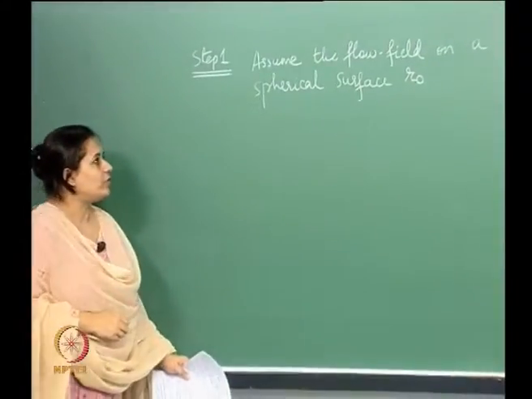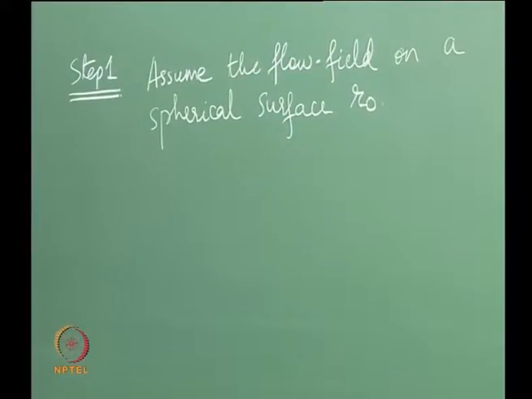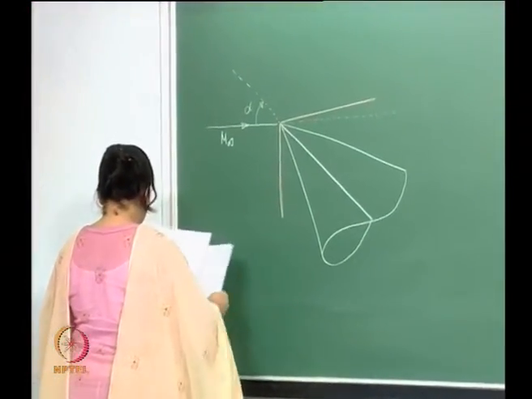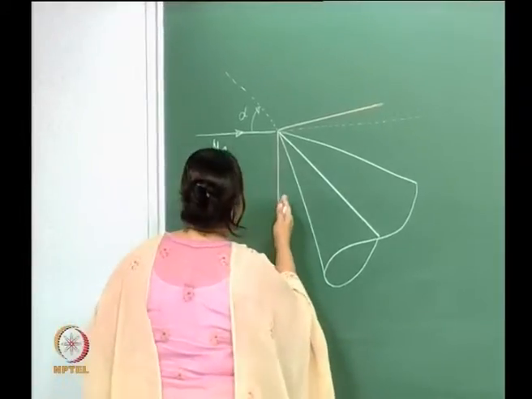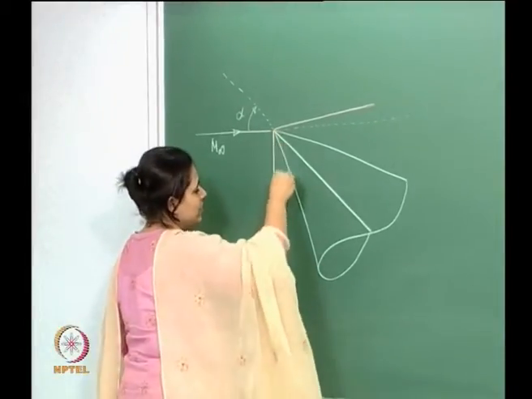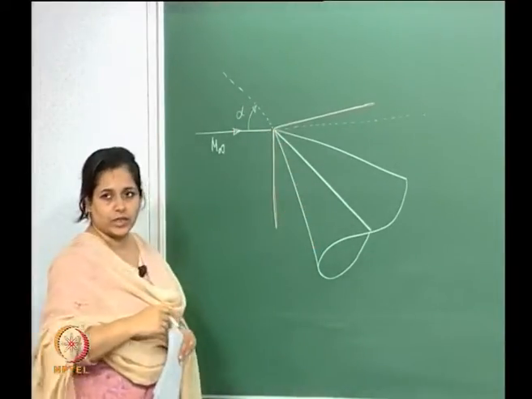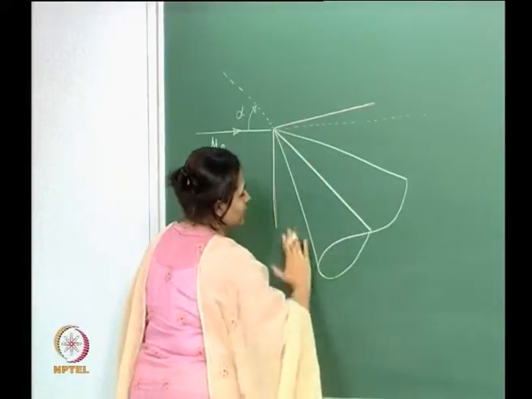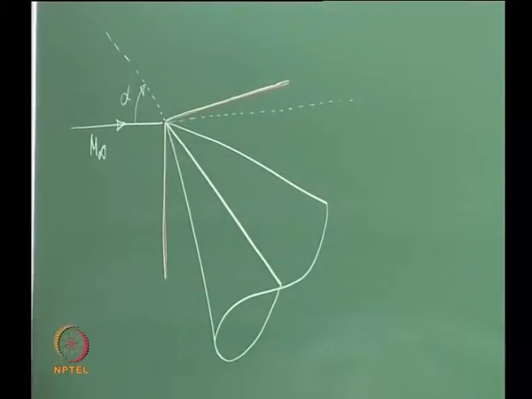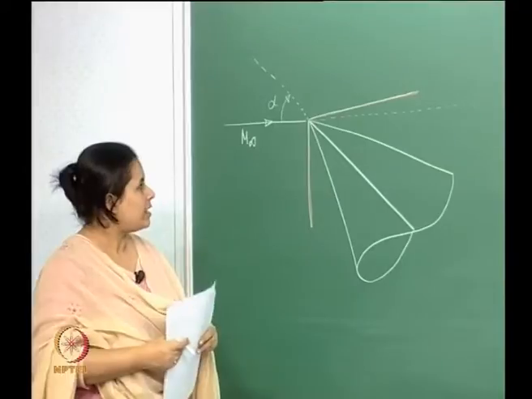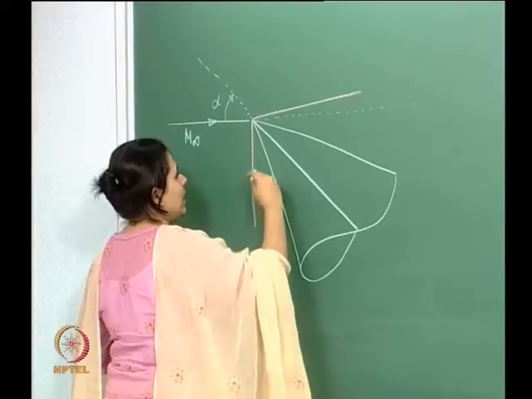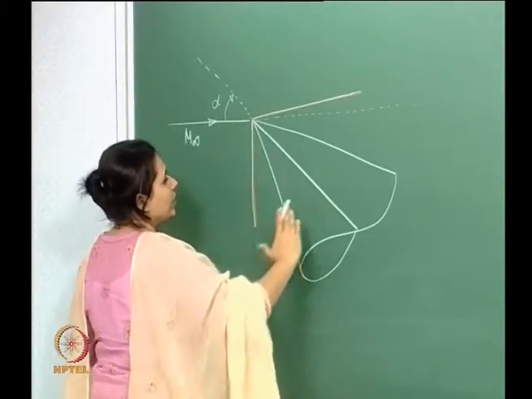So the first step is to assume the flow field on a spherical surface R naught. What does that mean? Let's come back here. This is the vertex of this whole thing. We have various radii extending from that vertex. Some of the radii form the surface of the cone, the other radii form the surface of the shock structure. Let us consider a surface which is between the shock and the body.